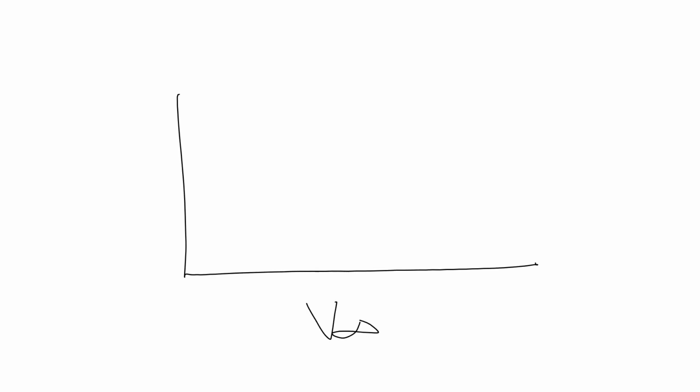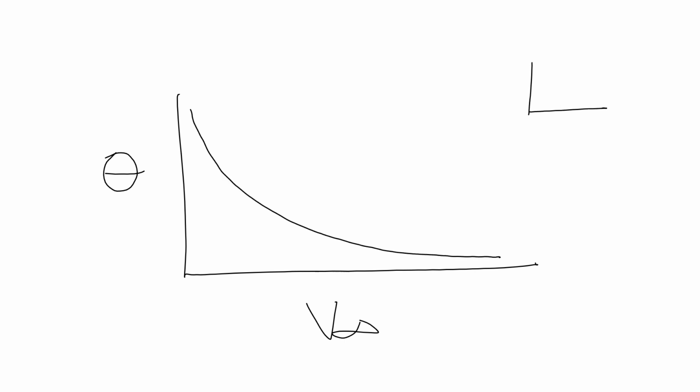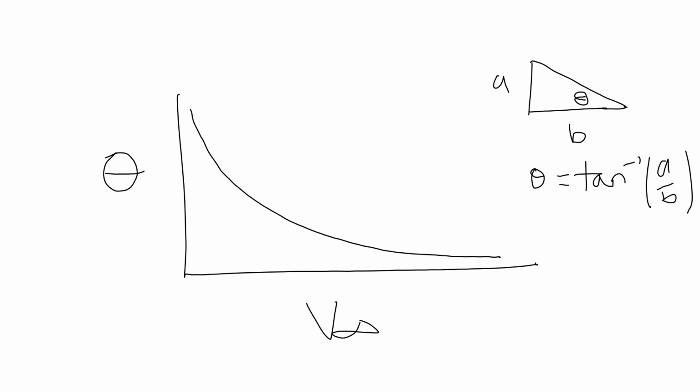So if we visually represent this on a graph, we'll have here the velocity, which is the forward speed, and the theta angle, which is the yaw angle. It'll look something like this. It's not linear because on a right angle triangle, which we saw before, you have A and B, and we have this angle here where theta is equal to the inverse of tan A on B. So as we increase the velocity here, you can see that this becomes increasingly smaller.